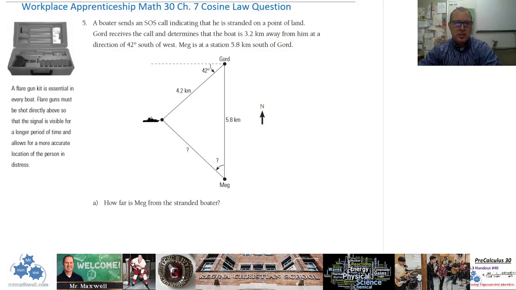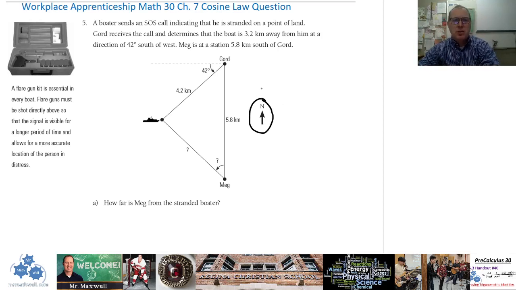Hello everyone, it's Workplace and Apprenticeship Math 30, Chapter 7, Cosine Law question. How you guys doing? This question I'll go over has to do with directions and a map and stuff like that. As you see here, we have north facing up, and on a map, north generally always faces up. And so this is the question.